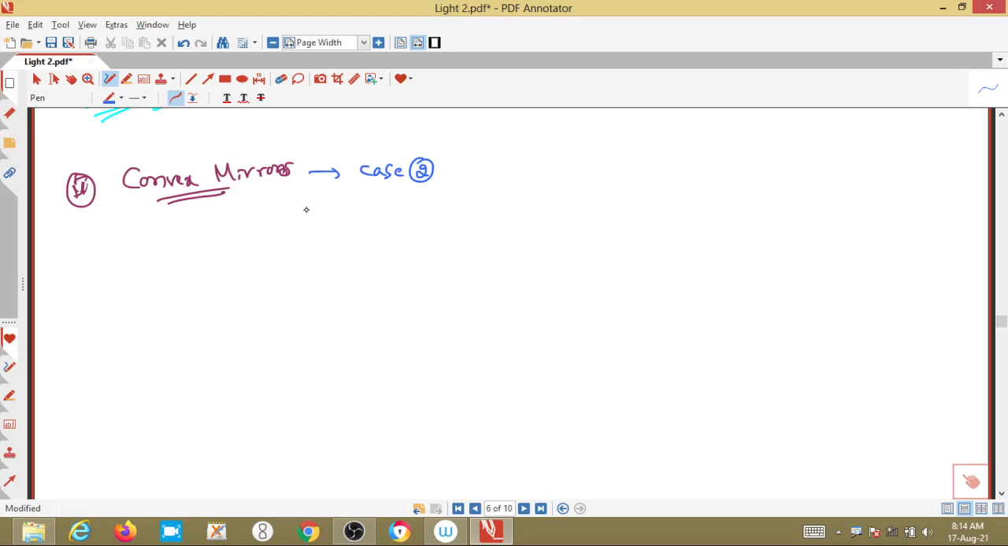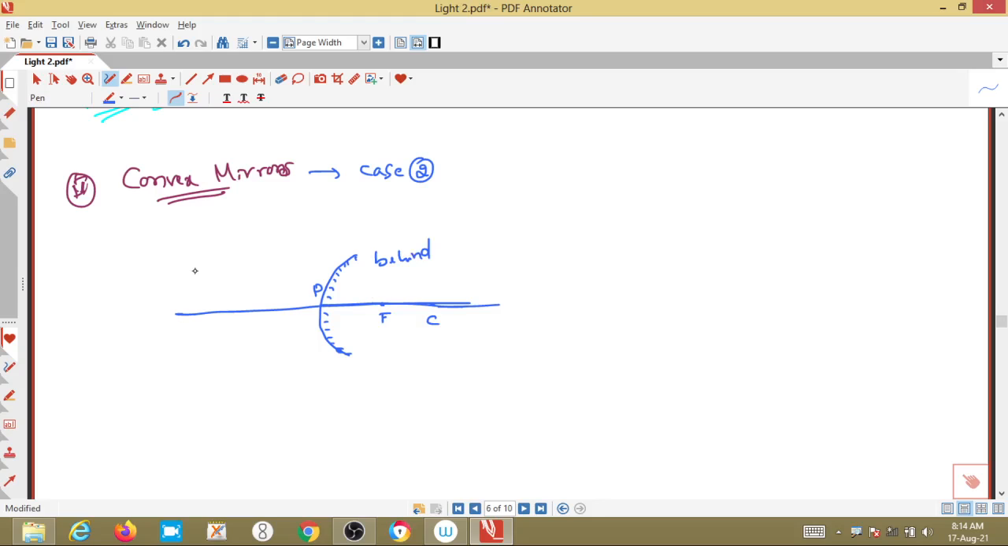See, how will the convex mirror be? This is the convex mirror, which is bent outwards, right? That we call a convex mirror. This is the principal axis. The point F is here and point C is here, and this is the pole. Here the positions of F and C are where? They are behind the mirror, right?